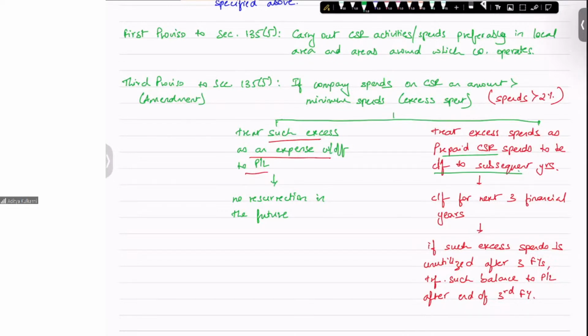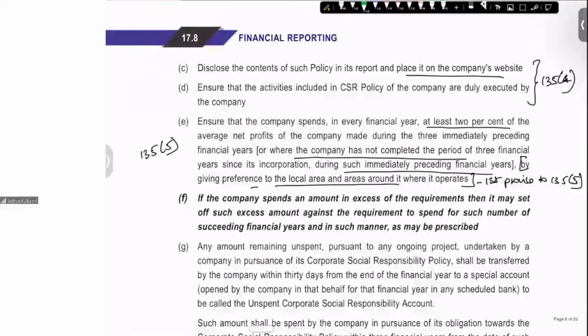So are you clear with the third proviso? Yes. This is an amendment that has happened. Earlier क्या था? This amendment was not there. Okay. So you did not get this.